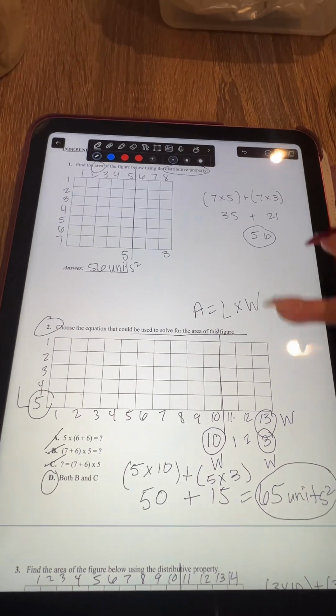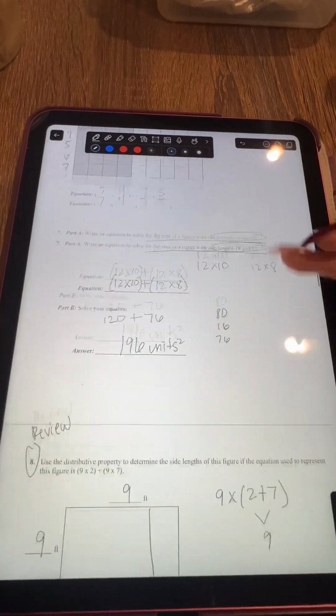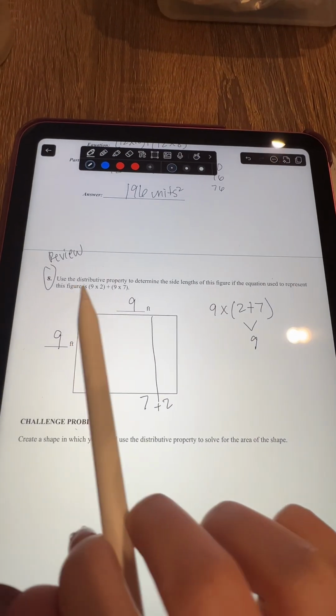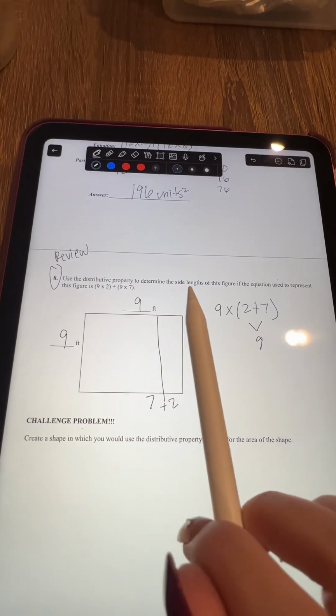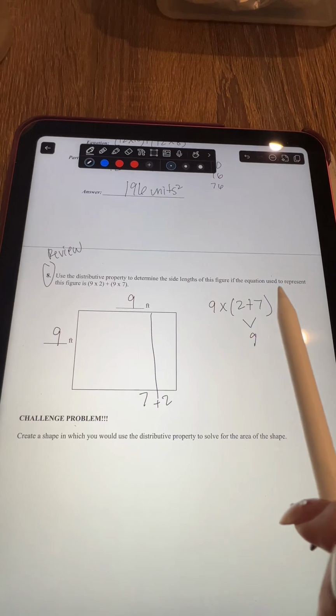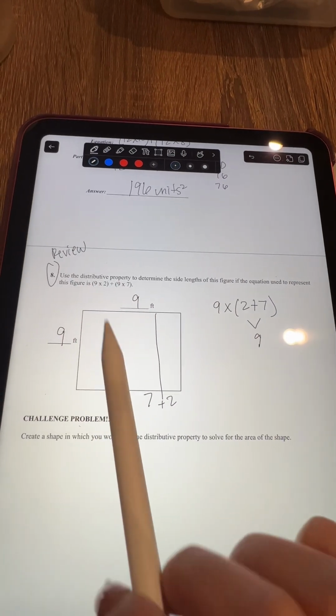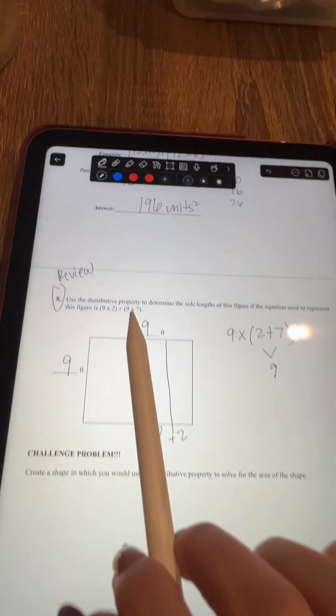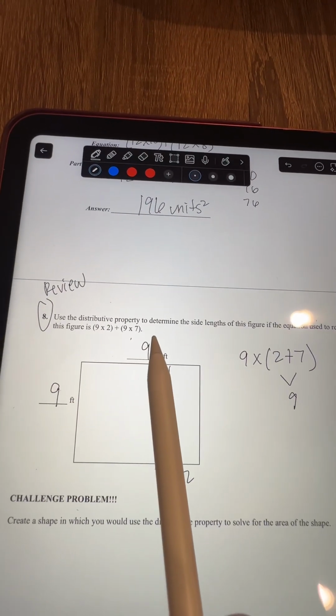And so that's how we can use distributive property in order to solve for the area of a figure. Now we can look at the very last problem of their independent practice today. This one says use distributive property to determine the side lengths of this figure if the equation used to represent this figure is parentheses 9 times 2 plus parentheses 9 times 7.